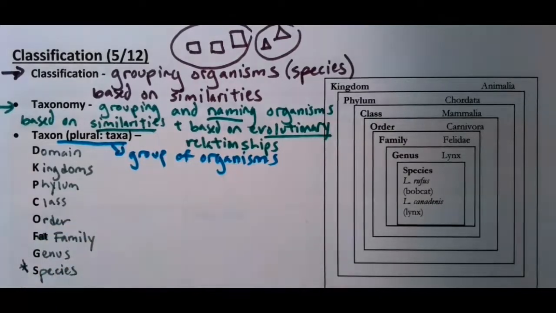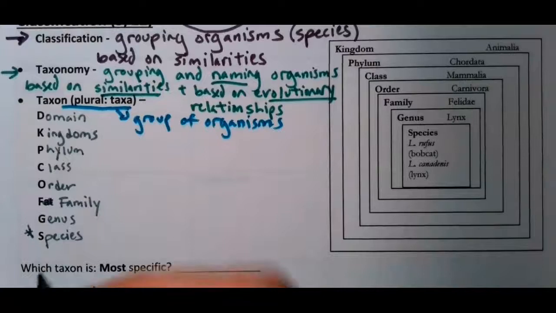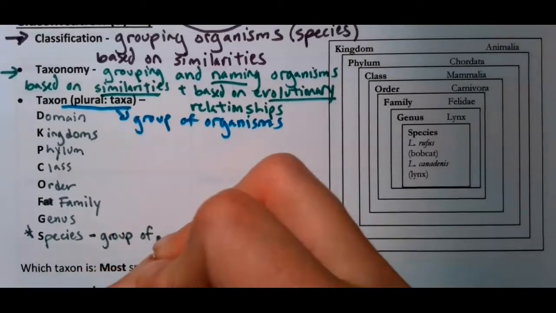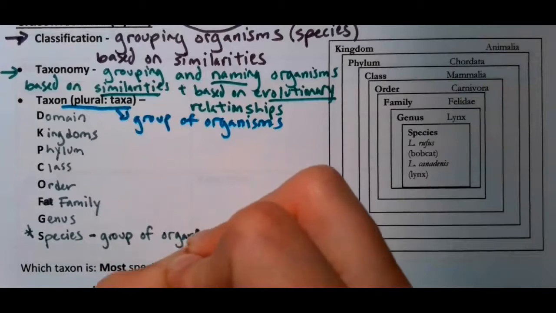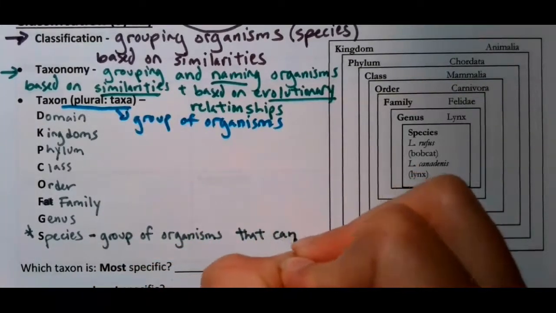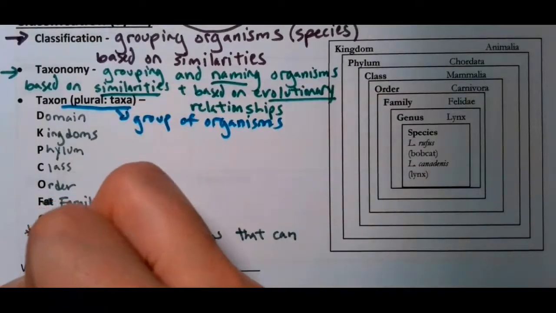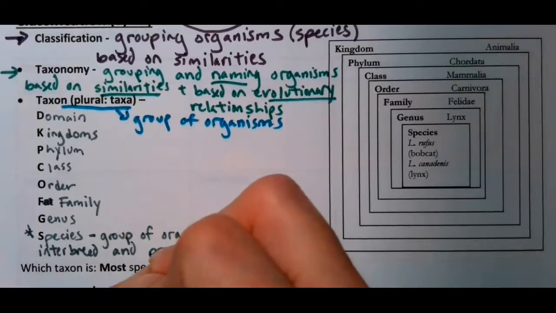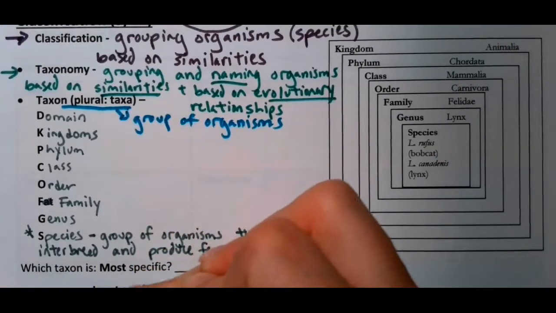It's important to know the definition of species. A species is a group of organisms that can interbreed and produce fertile offspring.